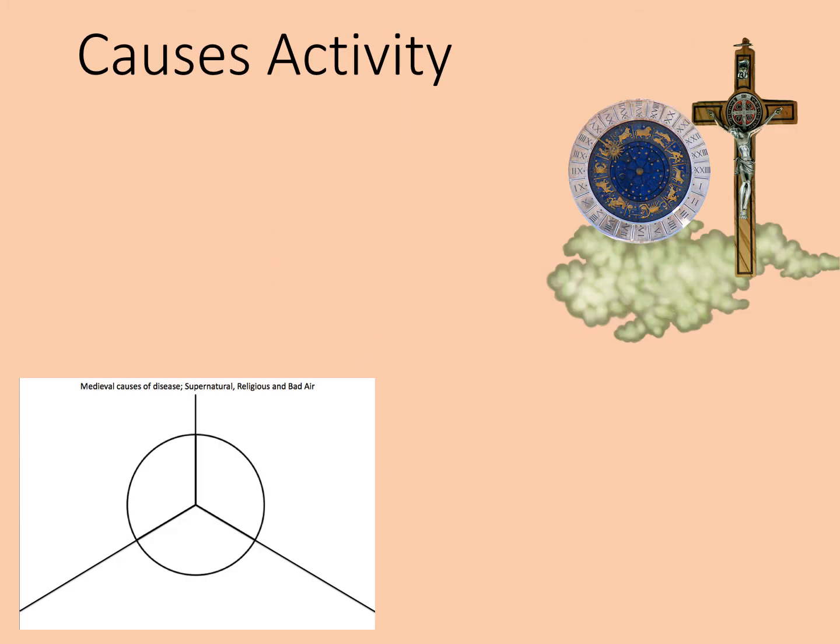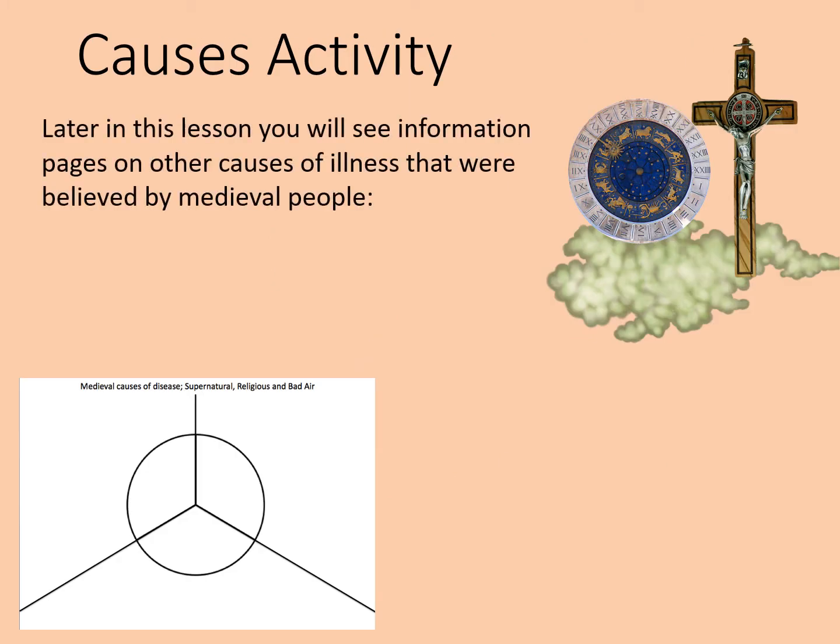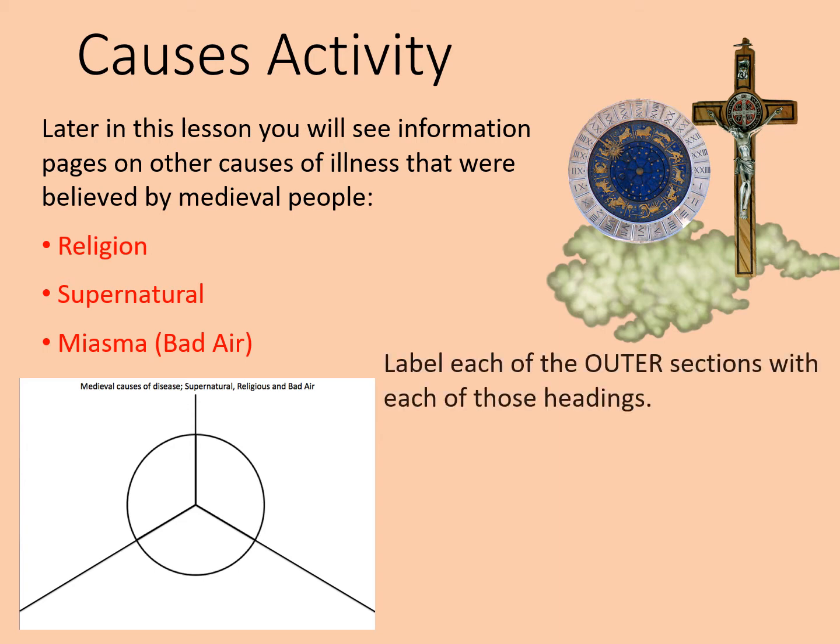Let's make use of those diagrams. Later in this lesson you will see information pages on other causes of illness that were believed by medieval people. Religion, which we've touched upon already, supernatural ideas which go beyond religion, and the theory of miasma, which really means the theory that bad air or smells can cause disease.